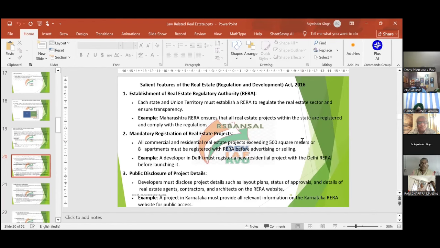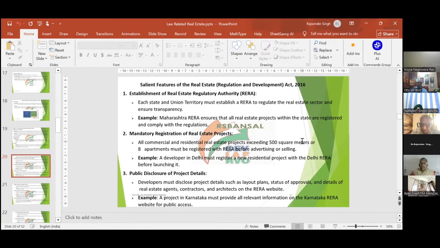Next is salient features of the Real Estate Regulation and Development Act 2016, which is also called RERA. First thing is establishment of the Real Estate Regulatory Authority, or RERA authority. Each state and union territory has its own Real Estate Regulation and Development Authority. Its purpose is to regulate the real estate sector and ensure transparency.